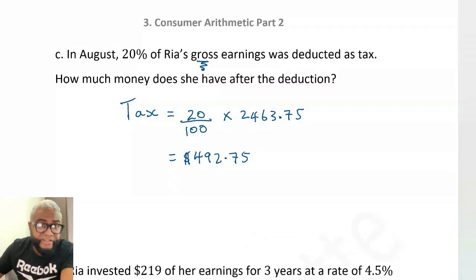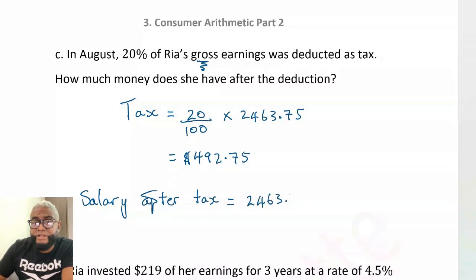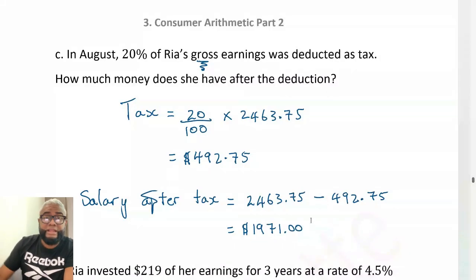How much money does she have after the deduction? So this is salary, minus salary after tax. What will this be? 2463.75 minus 492. And what will this be? $1,971 flat, right? I get that same thing too. Yes, sir.